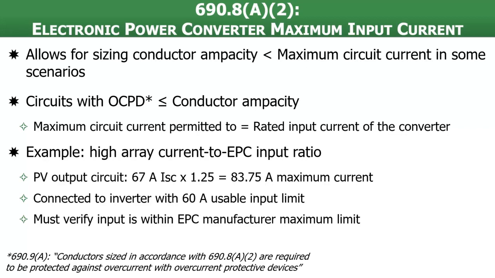And then just a side note here, looking at 690.9(A), conductors sized in accordance with 690.8(A)(2) are required to be protected against overcurrent with overcurrent protective devices.